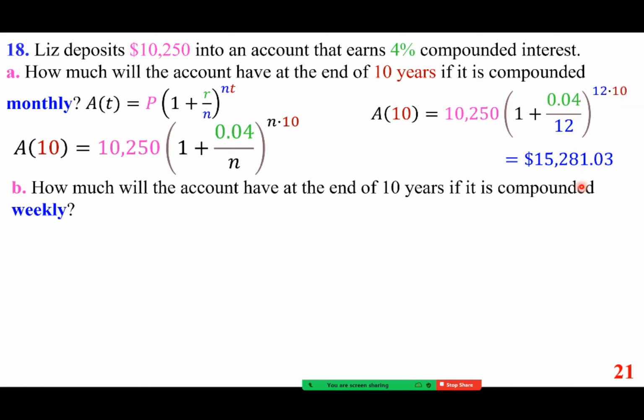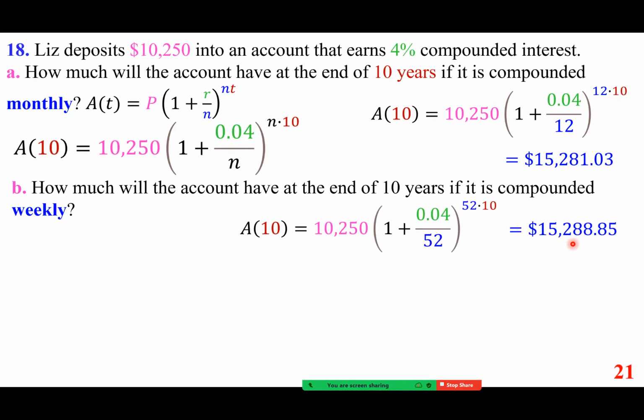Same situation, but this time it's going to get compounded weekly. So back to this formula, we are going to replace the n with 52 because there are 52 weeks in a year. And again, plug it into a calculator, and this will be a little bit more than that.